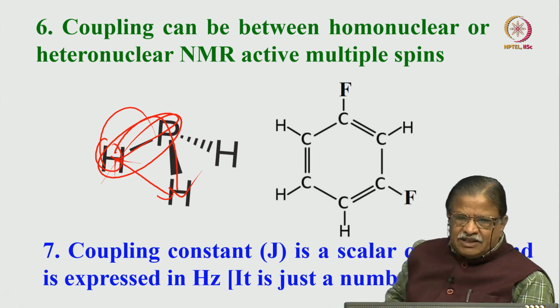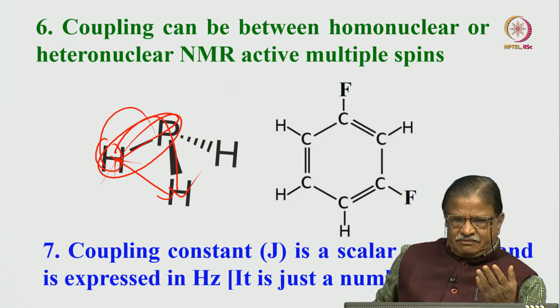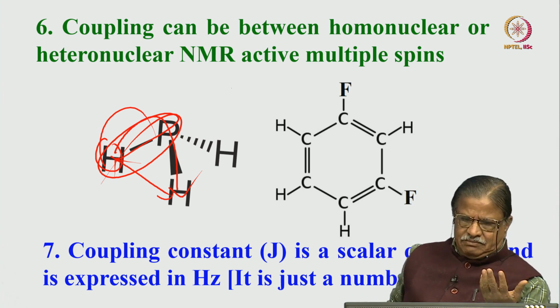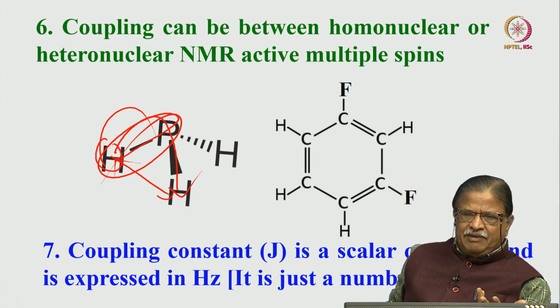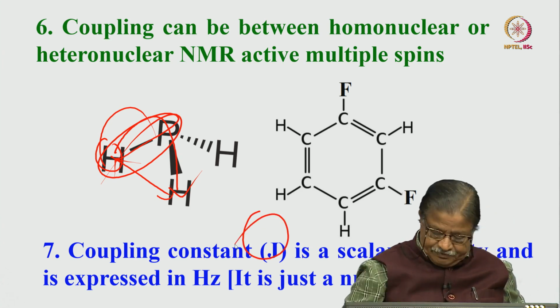And the coupling constant is a scalar quantity. It is always expressed in hertz. It is just a number. If I say 10 hertz, it is just a number. So coupling constant 10 means 10 hertz, that is all. It is a scalar quantity. It is always expressed as Jij.